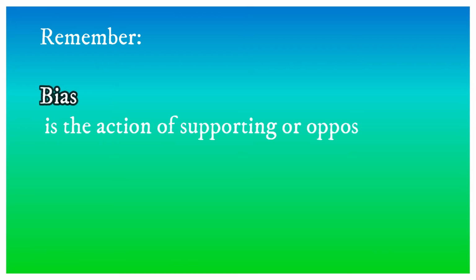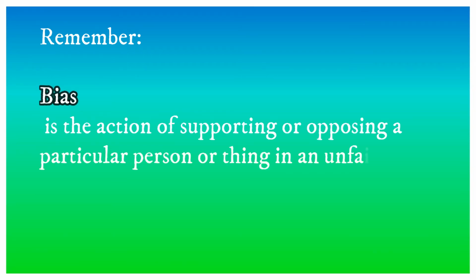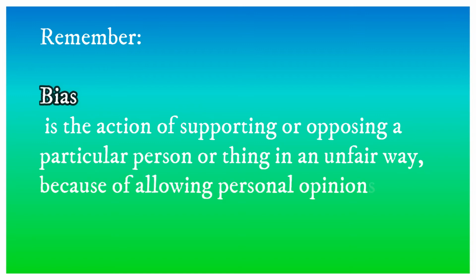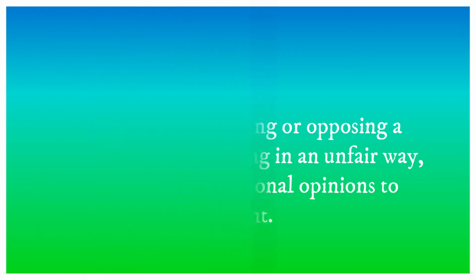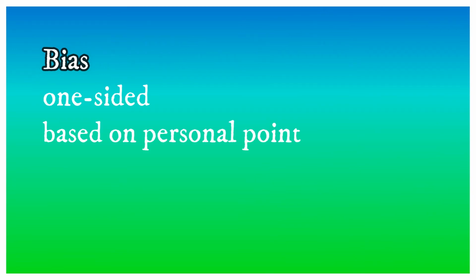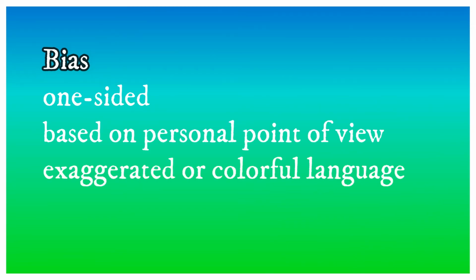Remember, bias is the action of supporting or opposing a particular person or thing in an unfair way because of allowing personal opinions to influence your judgment. It means favoring one person or side over another. It is a tendency or preference toward a perspective generally seen as one-sided. It is a judgment based on personal point of view.